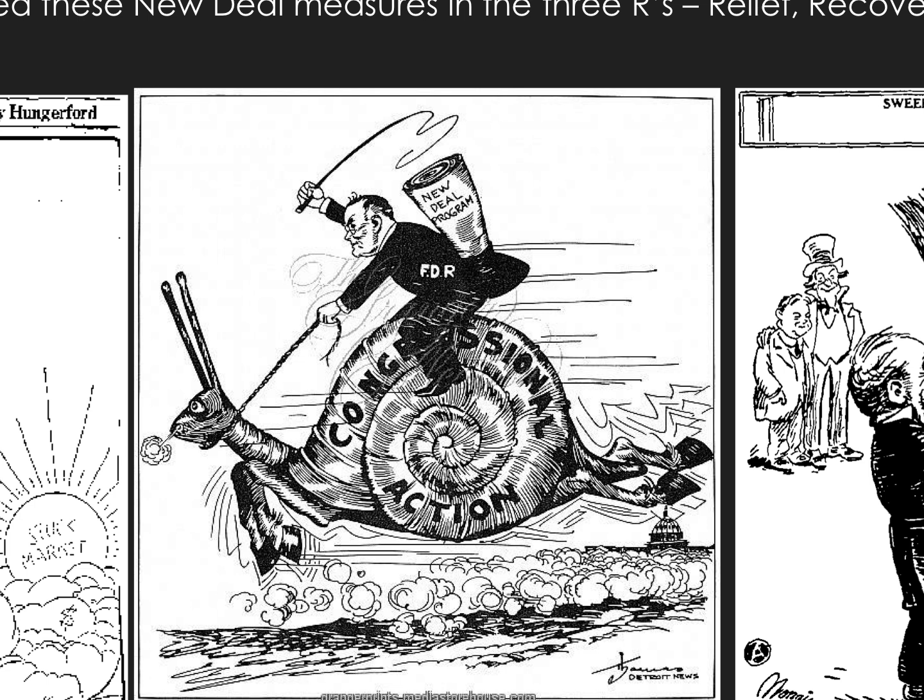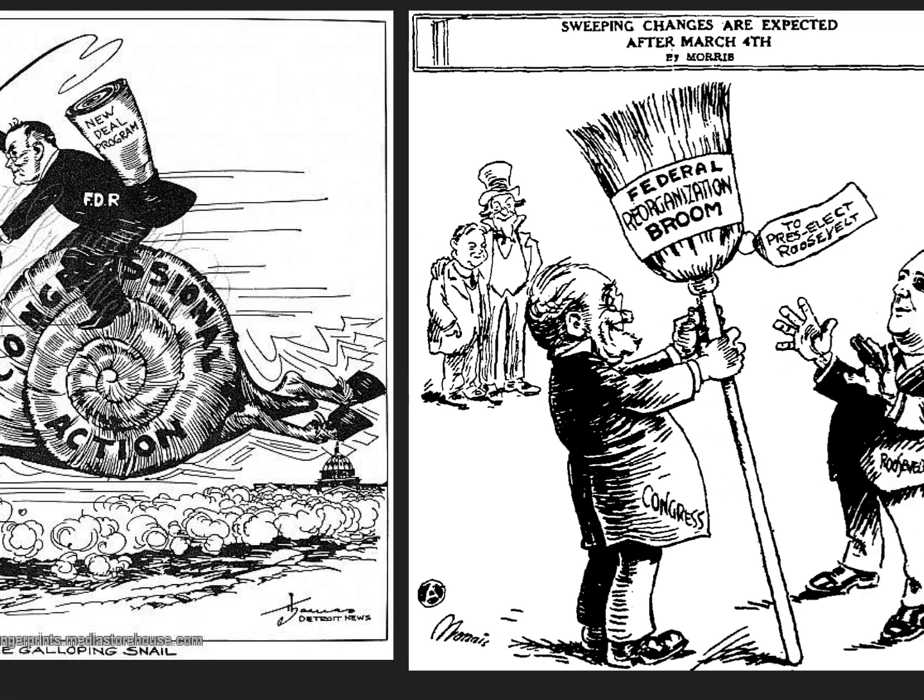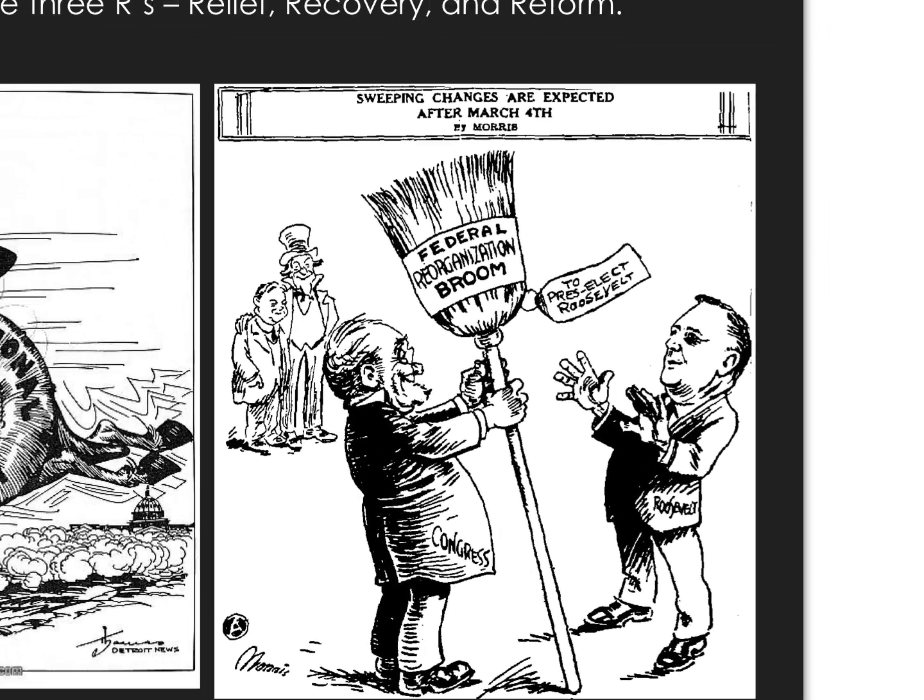Essentially, Congress is like a snail, but he's not whipping them to move fast, right? You can see this one's interesting. Sweeping changes are expected after March 4th. You've got Congress handing over the federal reorganization broom to Roosevelt. He's going to reorganize all the federal government, right? And he says the tag to it. Back here you have Uncle Sam, and this is supposed to be Herbert Hoover watching it happen, unfold, right?